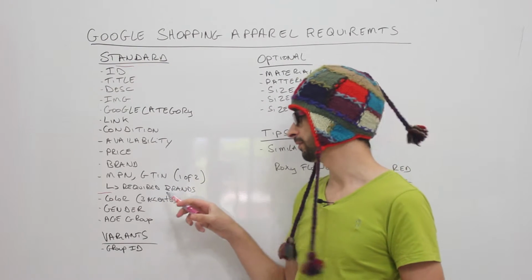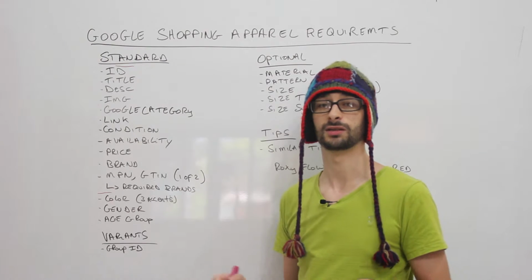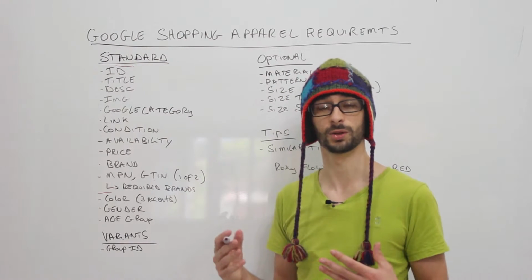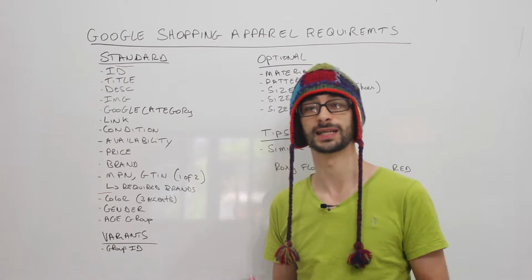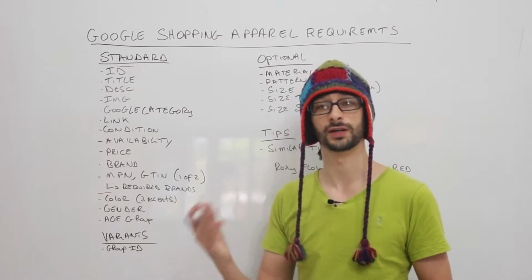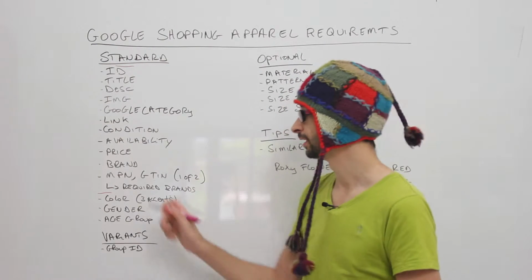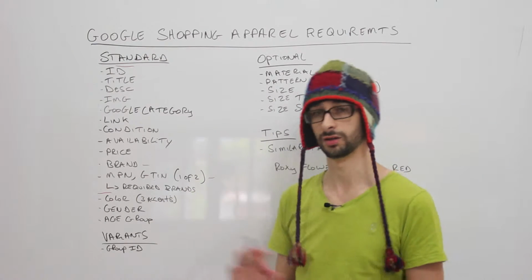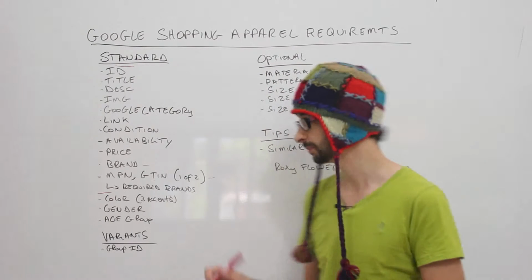If you do not have a brand that is in the required list, then you can supply an identification number. But if you don't have one, you can add an attribute that says identifier exists false, which notifies Google that the product does not have an identifier. Then the brand and the GTIN or MPN are not required. So don't fill them in, just supply identifier false.